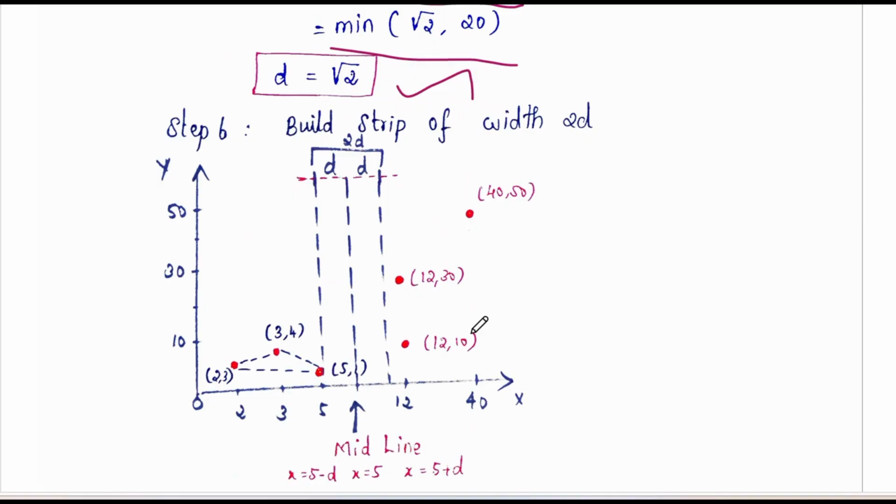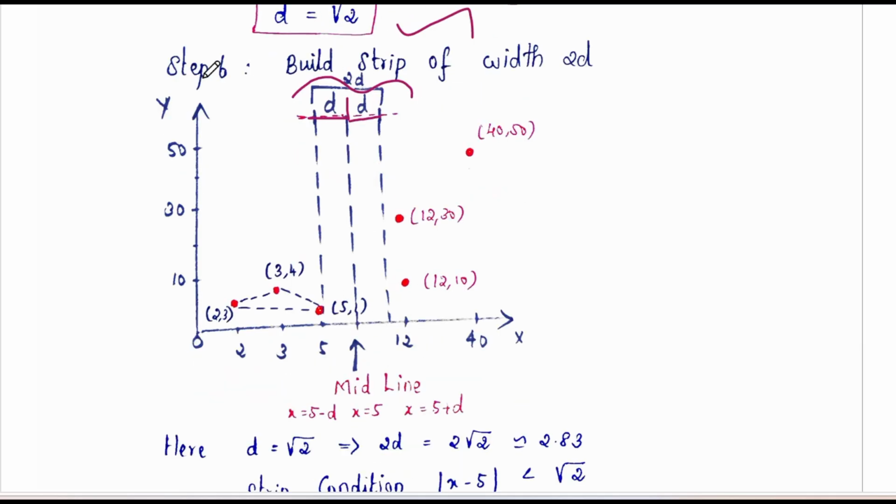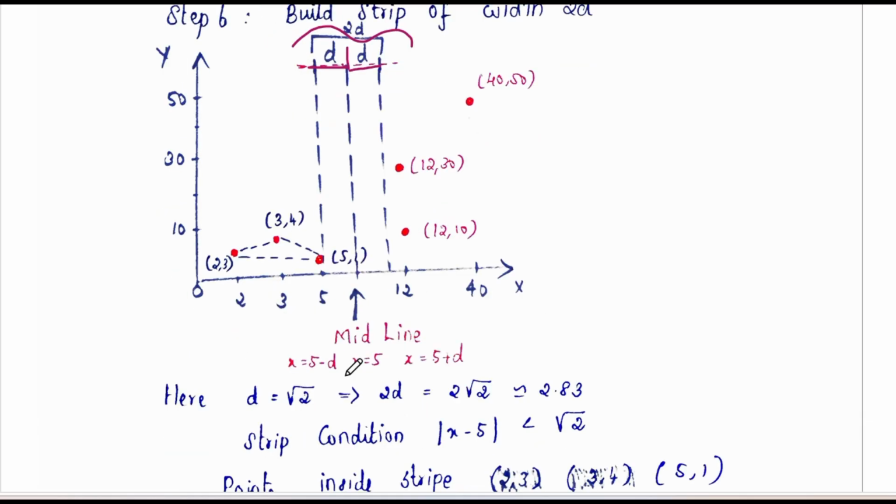Okay, this is the next step. The left part has some values, the right side has some values, so we draw one middle line. From the middle line you take a stripe of width 2d. That means from the midpoint, on this side the distance is d and on this side the distance is d. The total distance is 2d, right? This is the stripe of width 2d. Take this area in the total plane.